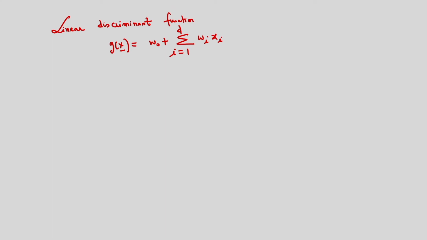Now two expressions of the discriminant function in my next slide. One is the linear discriminant function g(x). How to write it? It is nothing but w0, the bias, plus the sum of wi xi, where we are considering the d-dimensional feature vector. This is the expression for the linear discriminant function, and I can also give the expression for the quadratic discriminant function.